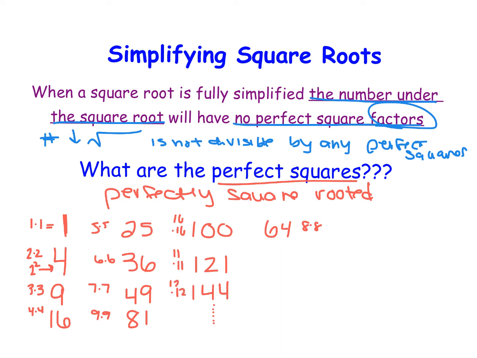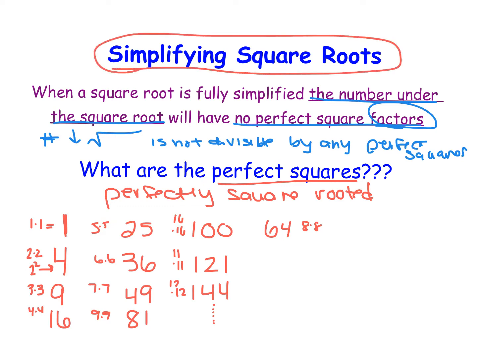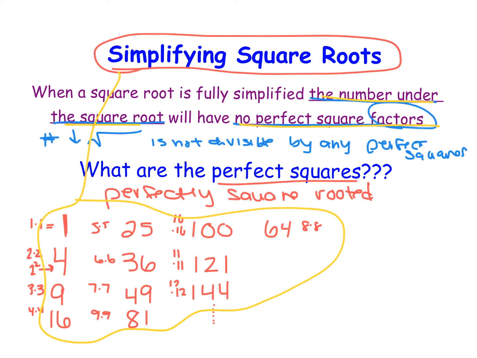But when we simplify square roots, we're going to be checking to see: is our number divisible by any of these values down here? And if it is, we're going to do our best to rewrite it so that we ultimately end up with a number underneath the square root that is not divisible by any perfect squares.